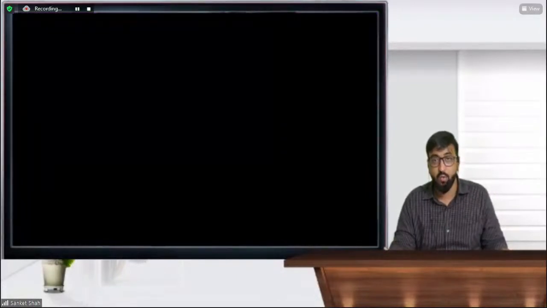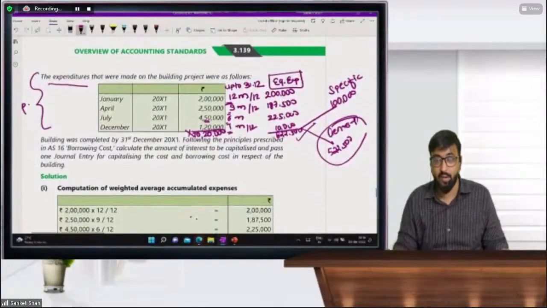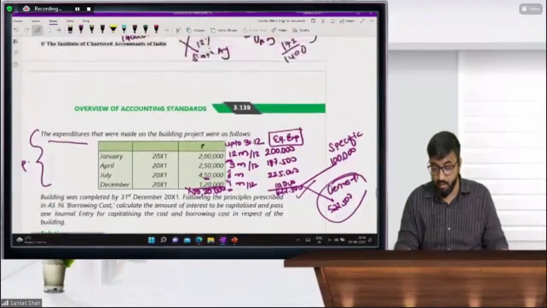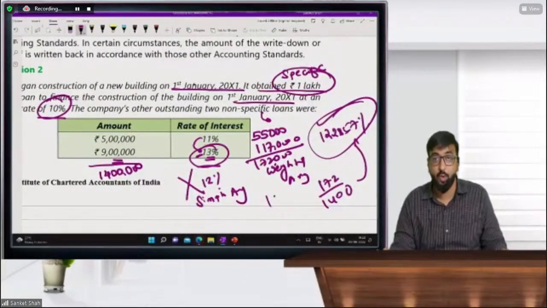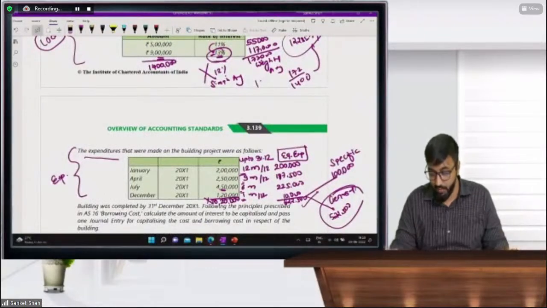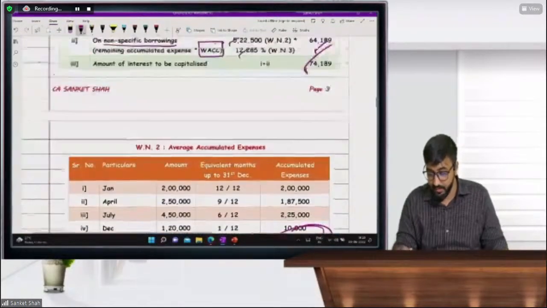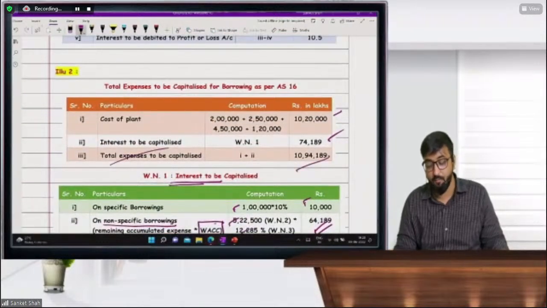And on 5,22,500, your remaining balance, you will multiply by the weighted average, and I already told you that 12% is not correct. 12.2857% leans towards 13%. So 12.2857%, and you will get the answer. Total interest is 64,189 plus 10,000. You are getting the answer 74,189, and the total plant expense is 10,94,189.